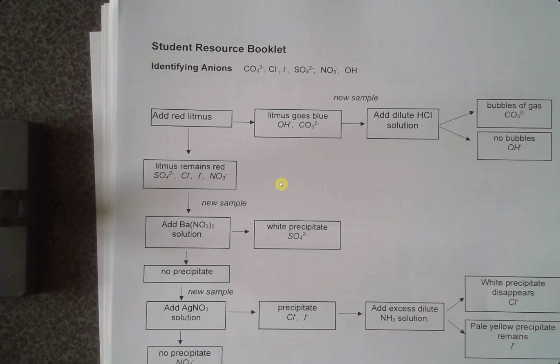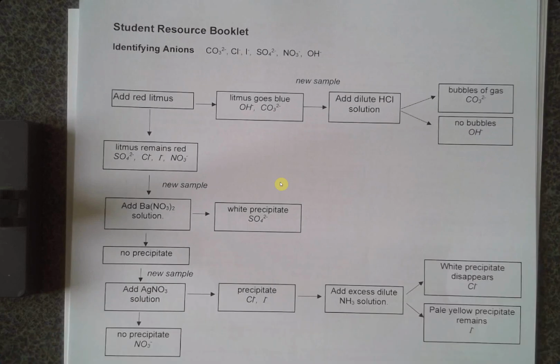So the way that we are going to figure out what ion is in that solution is by using a flow chart. You will be given this flow chart on the assessment, so you don't have to worry about memorizing it. And there are 2 flow charts. One flow chart is used for identifying the anions. Do you guys remember what an anion is? Yeah. What is it? The negative ions.